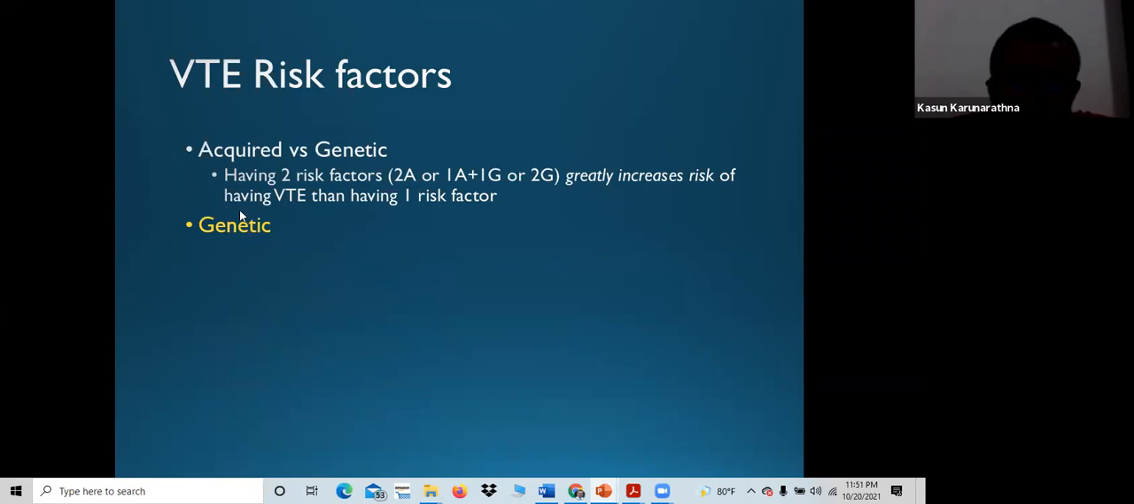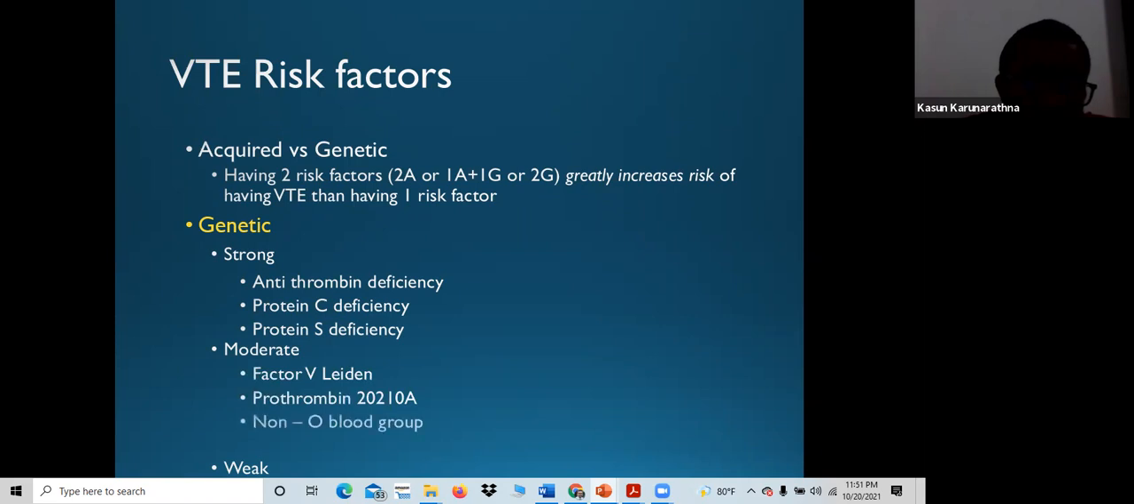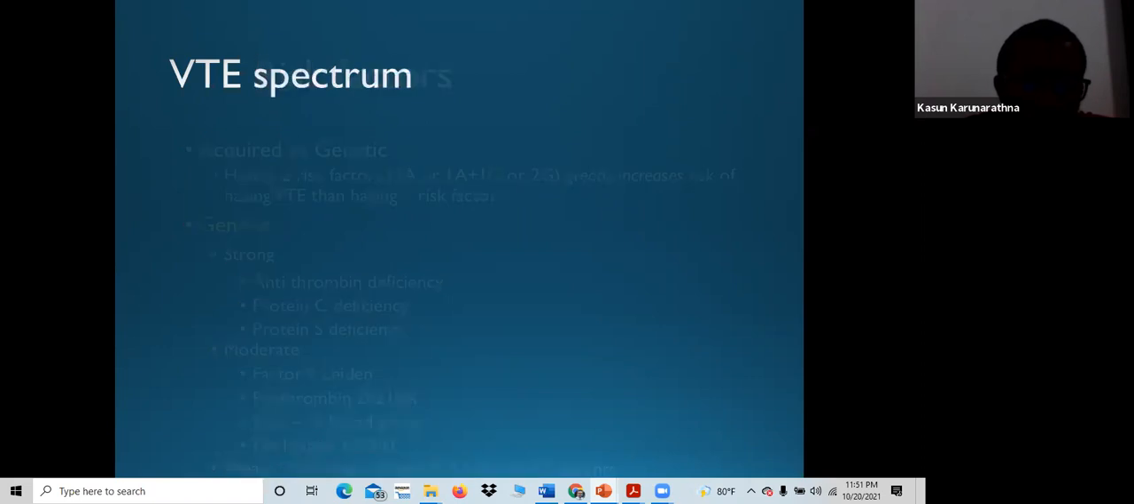There's a genetic component as well, right? Antithrombin deficiency, protein C deficiency, protein S deficiency. Those are anticoagulation factors. If they are deficient, there is a hypercoagulable state. Then factor V Leiden deficiency, and so on, right? Other factor deficiencies.